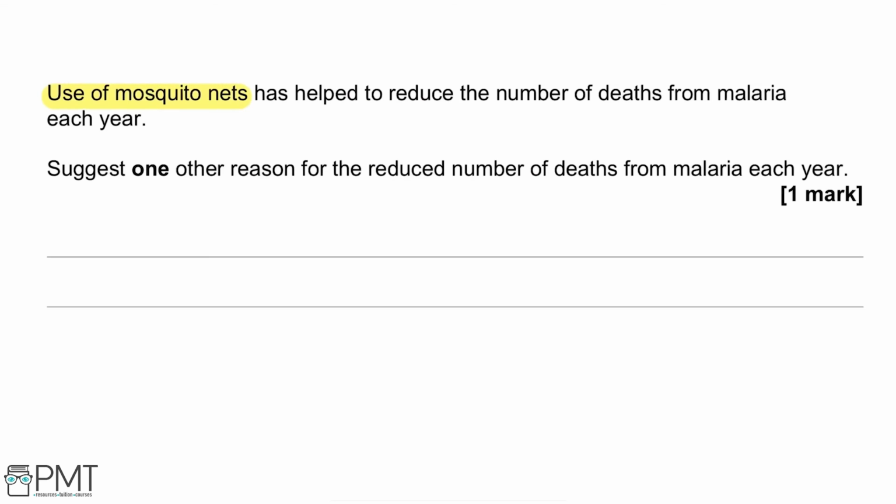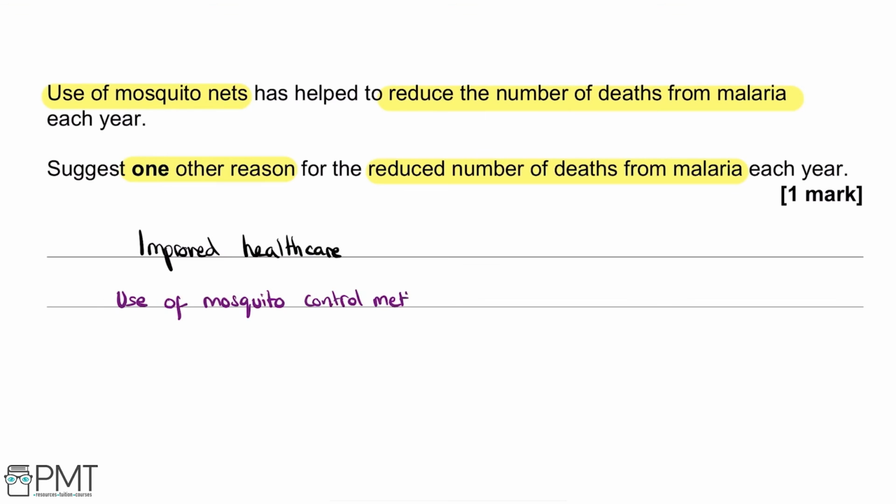Use of mosquito nets has helped to reduce the number of deaths from malaria each year. Suggest one other reason for the reduced number of deaths from malaria each year. So there are a couple of answers you can put here. One is improved healthcare. Another is the use of mosquito control methods. And then there can also be different behaviours among people, so changing the way that people act so that they get bitten less often.